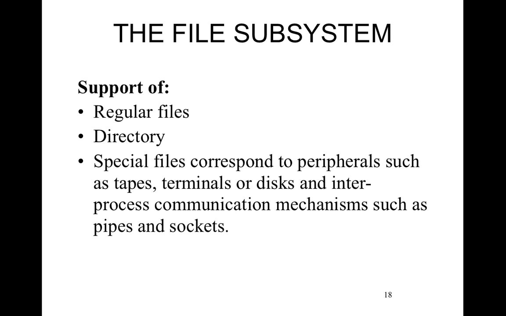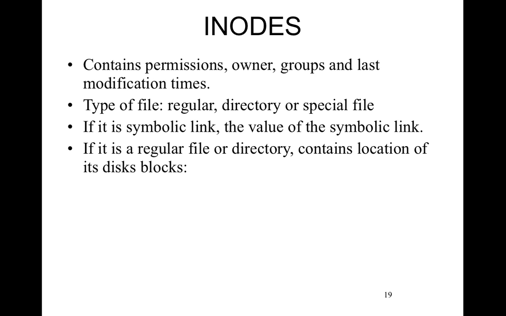So most file subsystems provide support for regular files, directories or folders, and special files. Special files correspond to peripherals such as tapes, terminals, disk drives, and inter-process communication mechanisms such as pipes and sockets. So everything on Unix is a file. A pipe is a file, a socket's a file. It's all file abstraction. File abstractions are all associated with inodes for the most part. So there's your inode.